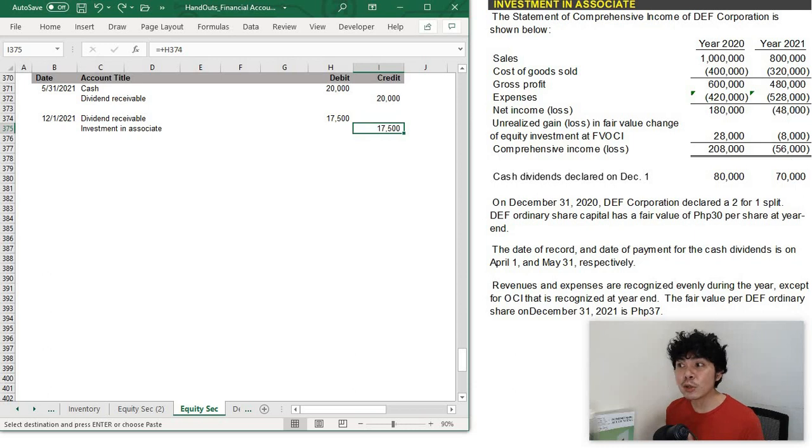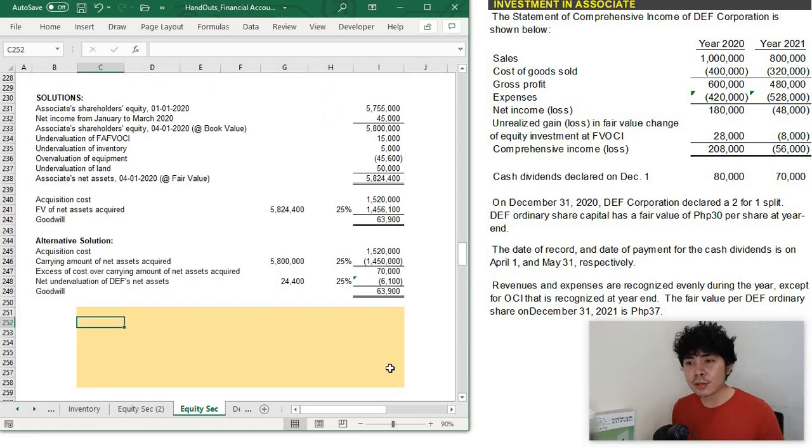And syempre, since loss to, ang effect niyan sa kanyang equity ay decrease. So, kung magdi-decrease ang equity niya, gagayahin din natin yon. Magdi-decrease din ang investment in associate na account, pero only up to 25%. At dapat yung amount na i-record natin, yung amount na based sa ating point of view. So, bago tayo mag-record, computein muna natin magkano yung comprehensive income ni associate based sa ating point of view.